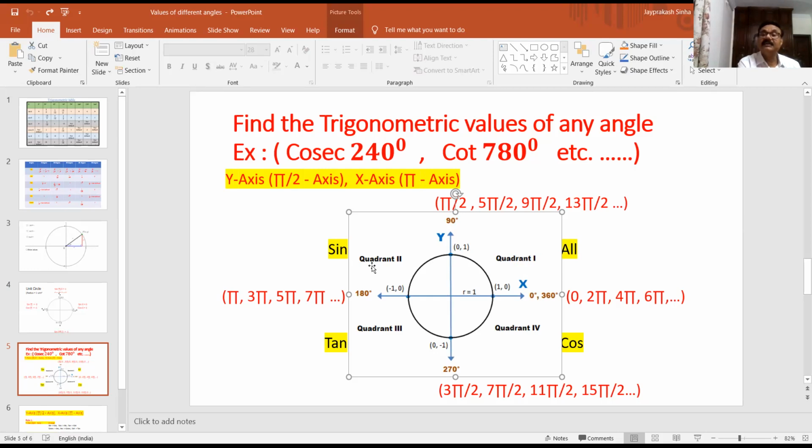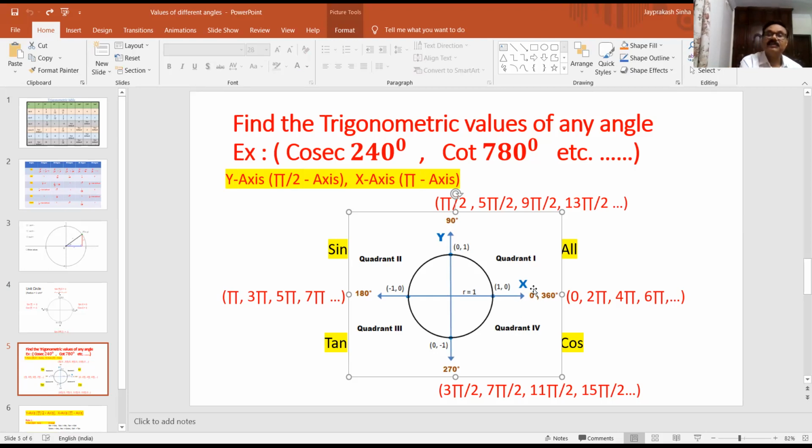In the second quadrant, only sine and cosec will be positive, others will be negative. Sine and cosec are positive here, but cos, sec, tan, and cot are negative here. In the third quadrant, only tan and cot are positive, and all others are negative, like sine, cosec, cos, sec. In quadrant 4, only cos and sec will be positive, and all others are negative. Like here, sine will be negative, cosec will be negative, tan will be negative, and cot will be negative.